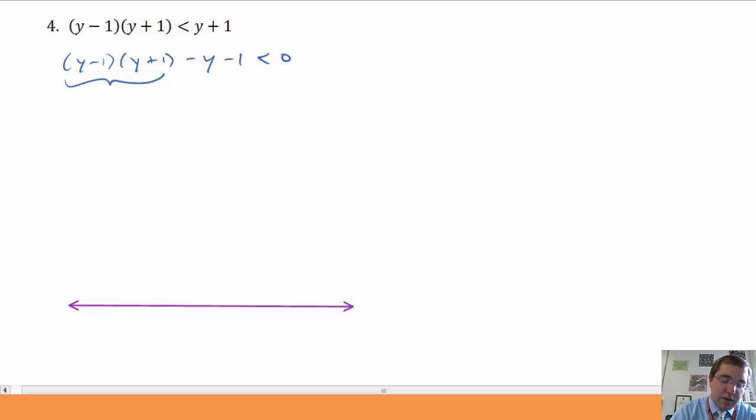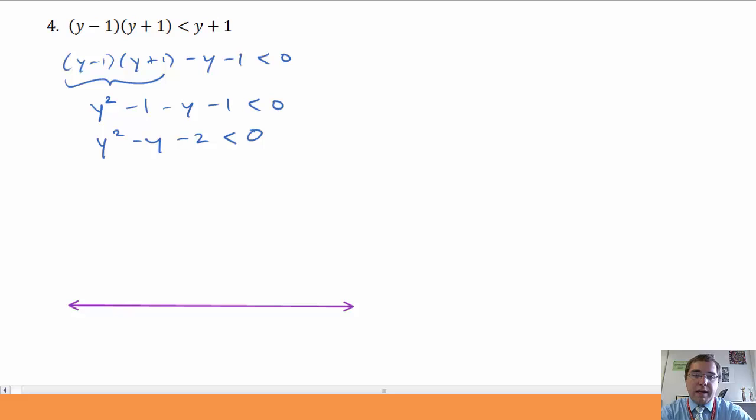refactor. Let's do that. Y minus 1 times y plus 1 is a difference of squares. It's going to end up as y squared minus 1. And I've got a minus y minus 1. So combining like terms, I get y squared minus 1 minus 2. Y squared minus y minus 2. And that is less than 0. Now I refactor the left-hand side.